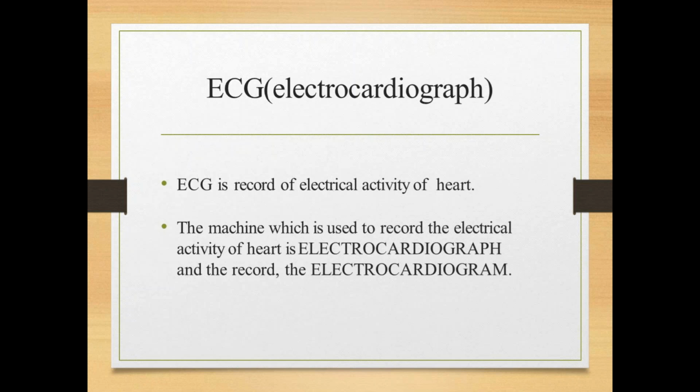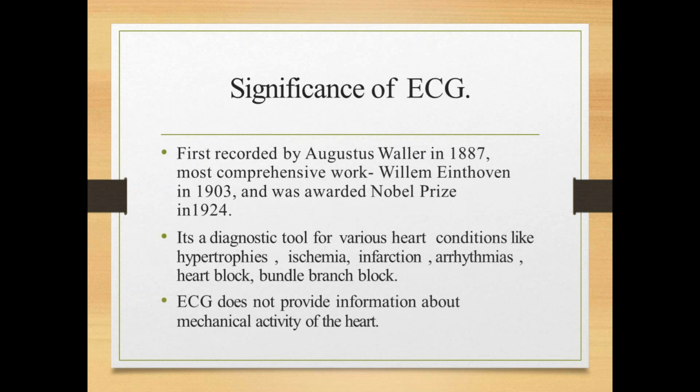So ECG is also known as the electrocardiograph. ECG is a record of the electrical activity of the heart. The machine which is used to record is known as the electrocardiograph, and the record is known as the electrocardiogram. It was first recorded by Augustus Waller in 1887, but a more comprehensive work was done by Wilhelm Einthoven in 1903, and he was awarded the Nobel Prize in 1924.